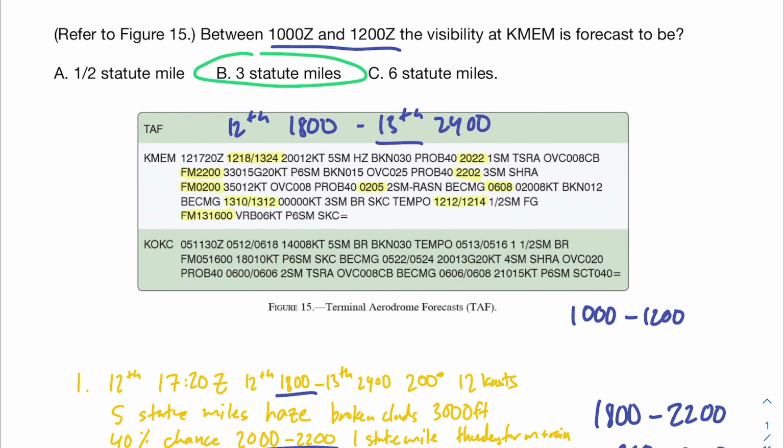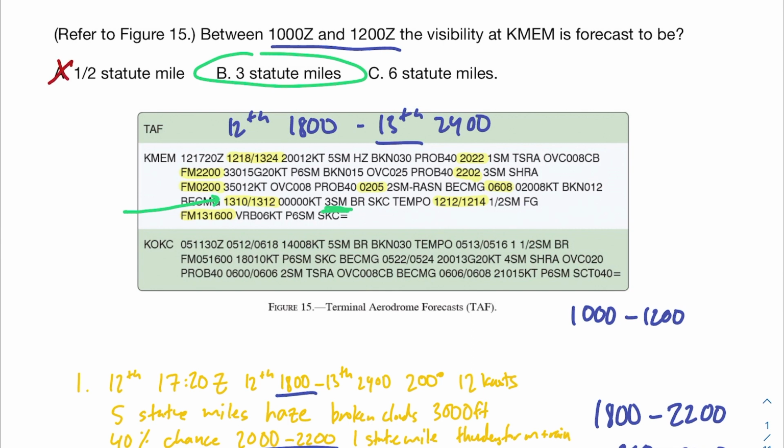It's good to highlight these because then you can really easily find this 1000 to 1200 Zulu range, right? So that would be right here. And then the next thing that you have to do is just keep going down that line until you reach the visibility. So here it's saying from the 13th at 1000 Zulu to 1200 Zulu, we have 3 statute miles of visibility.